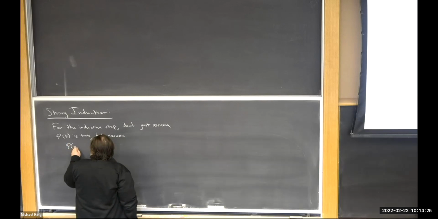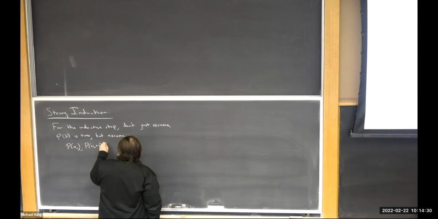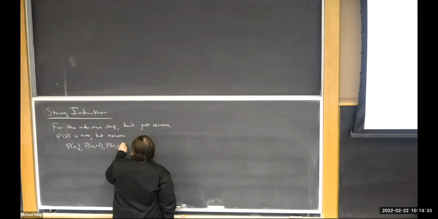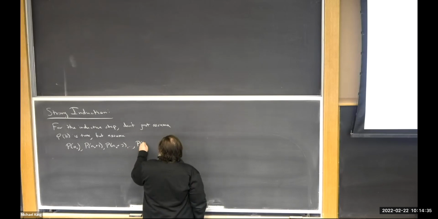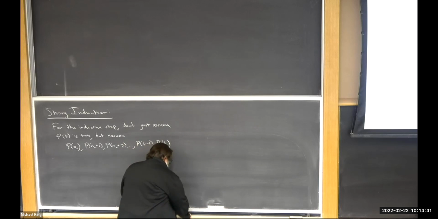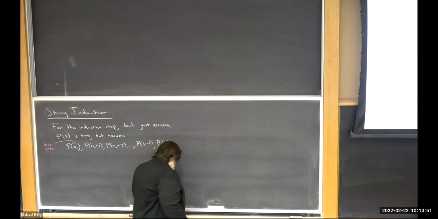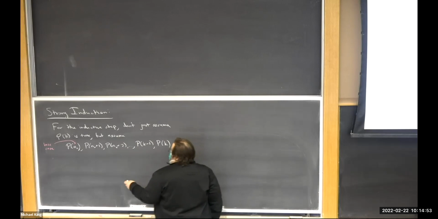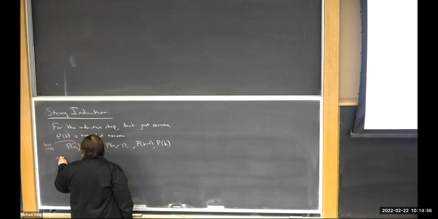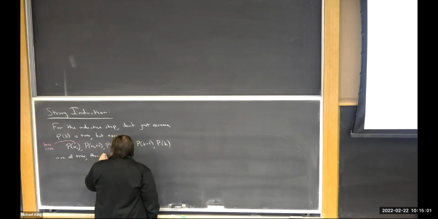maybe I'll just do it this way, P of n naught, P of n naught plus 1, P of n naught plus 2, all the way to P of k minus 1 and P of k. And the n naught is like the base case, right? Base case. Okay, so assume these are all true. And then prove P of k plus 1.